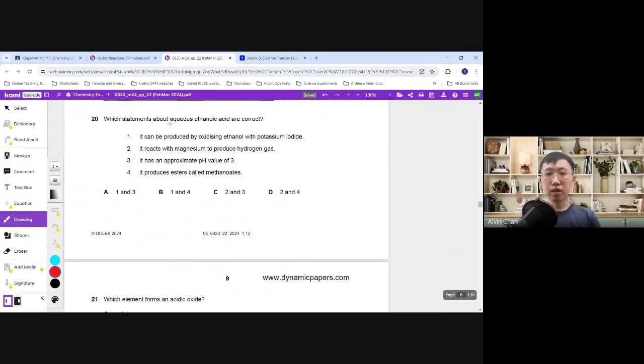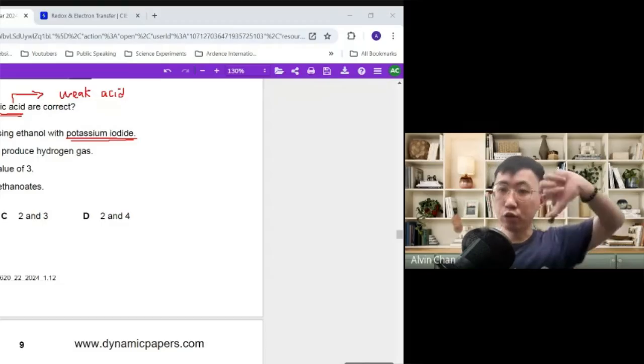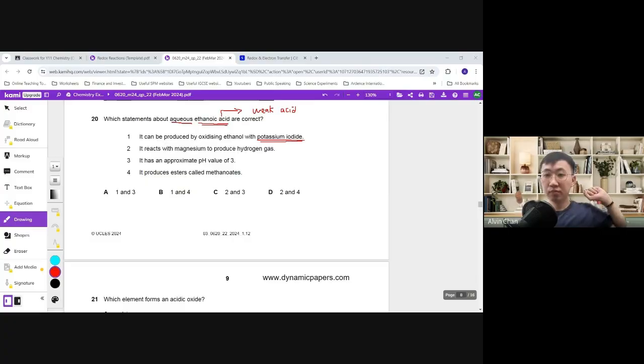Okay, which statements about the aqueous ethanoic acid are correct? When you see ethanoic acid, straight away you need to write weak acid. Okay, like weak acid, number 1. It can be produced by oxidizing ethanol with potassium iodide. For those of you who shoot thumbs down, right? How did you know it's wrong? God knows. No, it's not God knows.